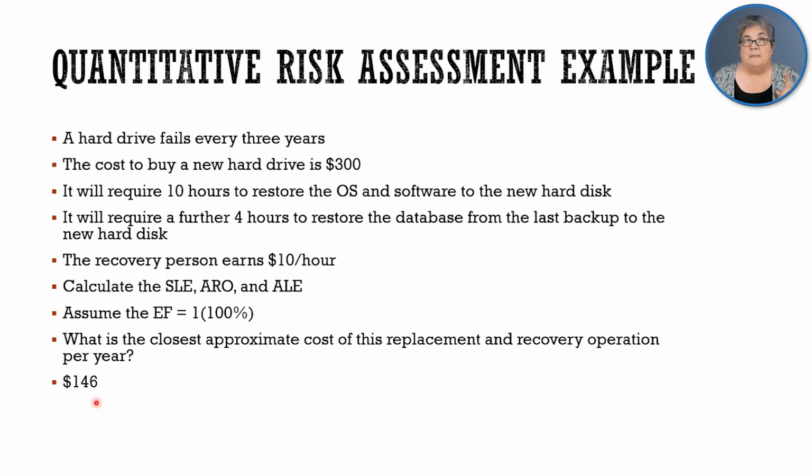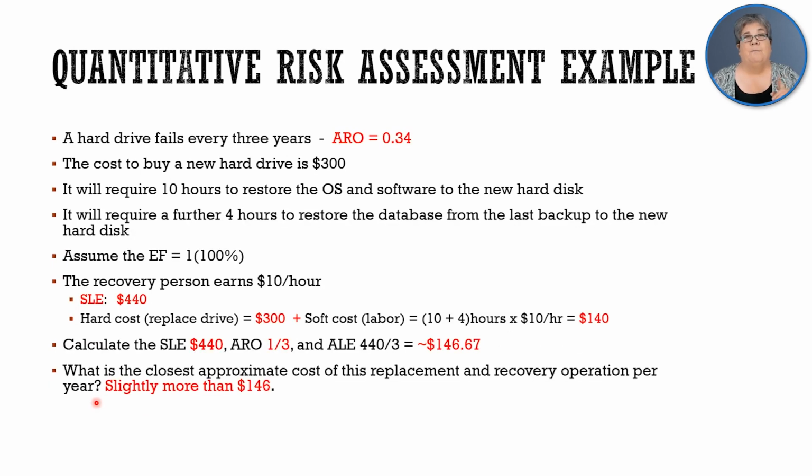About $146. How did we get there? Let's take a look. A hard drive fails every 3 years. The annual rate of occurrence is about 1/3. I'm being a little generous here, 0.34. In reality, it'd be more like 0.33333333, threes forever. The cost to buy a new hard drive in this case is $300.